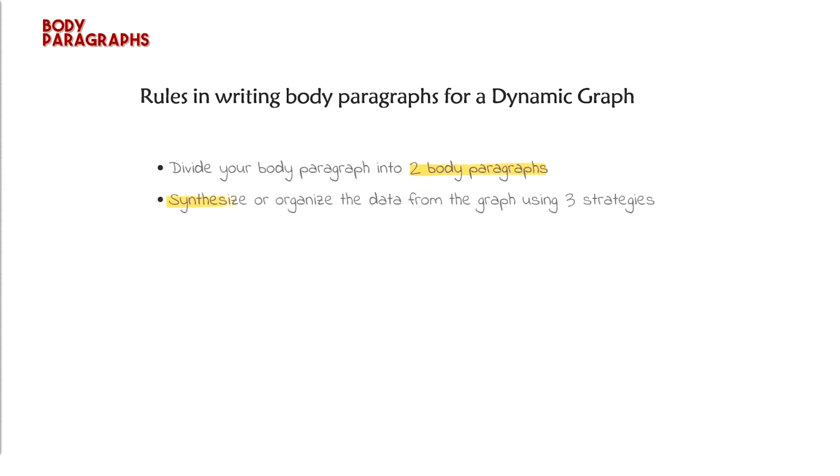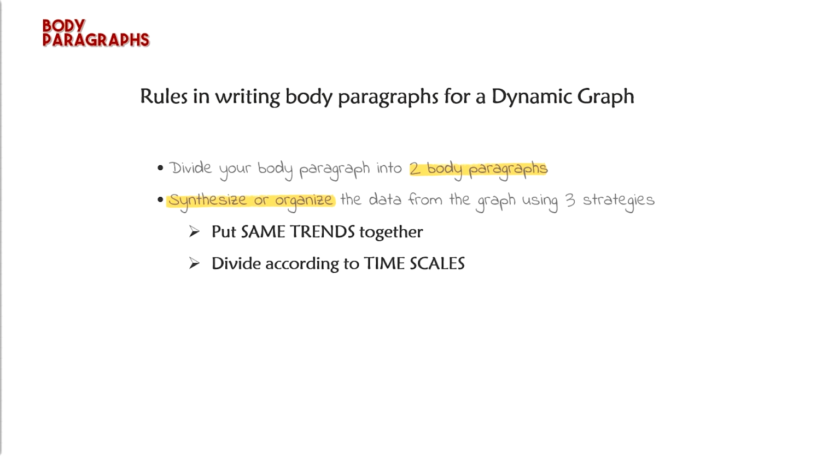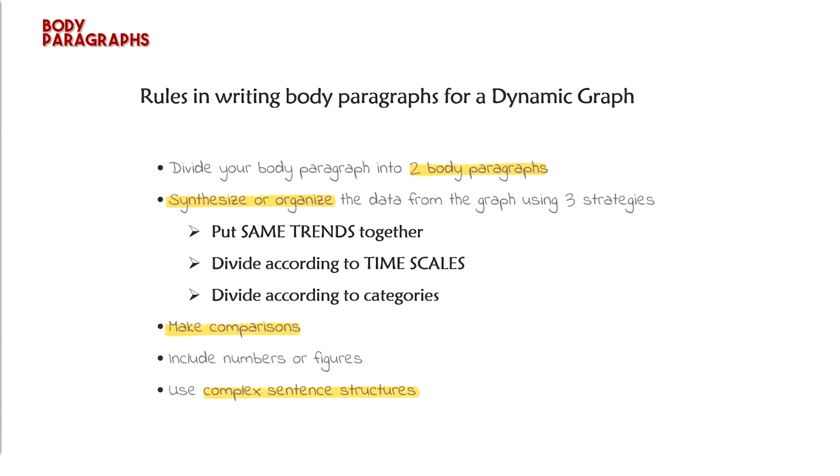Moreover, for the body paragraphs, we have to divide it into two body paragraphs. To organize the data in the given graphs, we can use three strategies, but you have to identify which strategy is the most suitable for you. You can put same trends together, divide according to time scales, or divide according to categories. You also have to make comparisons to use complex sentence structures easily. If you would like to practice how to write complex sentences for writing task 1, you can watch the link below to master the complex sentence patterns for writing task 1.